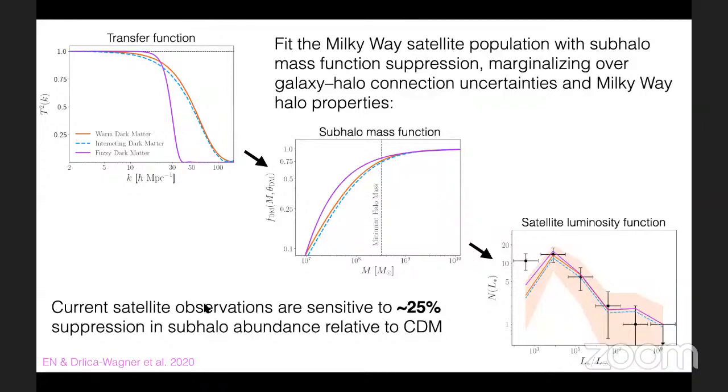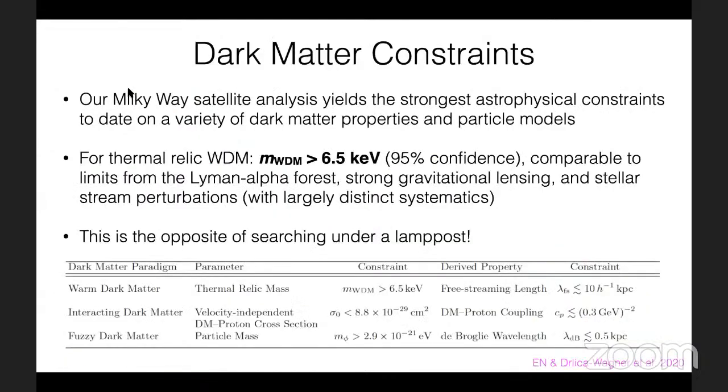So a way of stating our constraint in a model independent way is that the current satellite observations are sensitive to roughly 25% suppression of the subhalo mass function relative to CDM at this minimum halo mass scale of a few times 10 to the 8. And this directly leads to constraints on all of these dark matter scenarios.